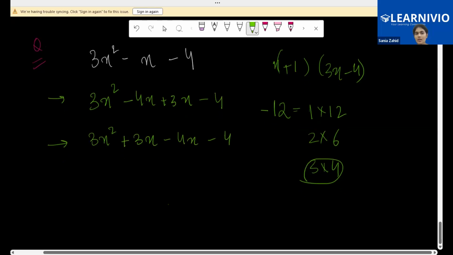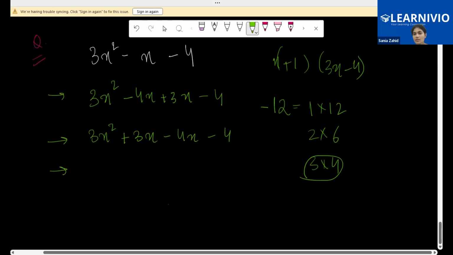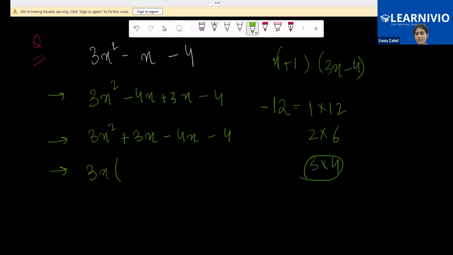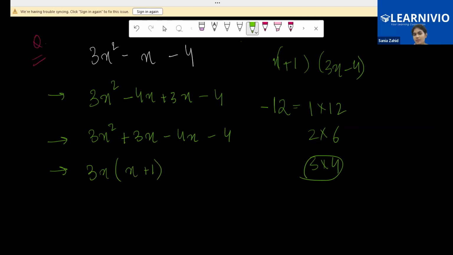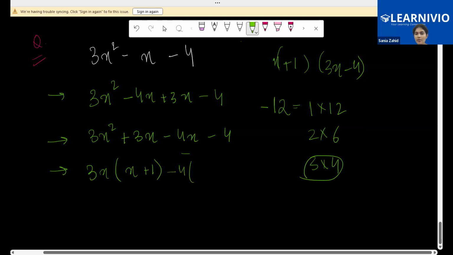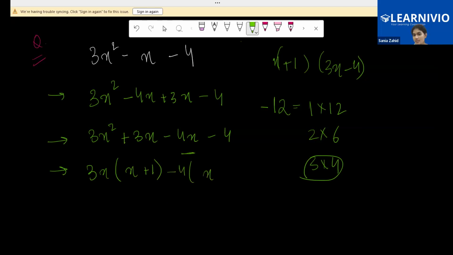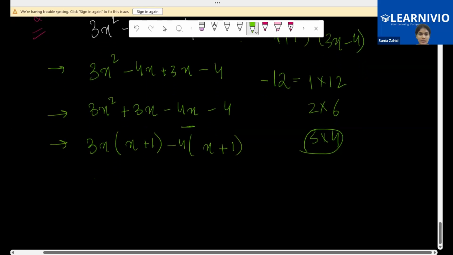Okay. So what do I get now? 3x I can take common, right? So I'm left with x only. And here I'm left with plus 1. Then here what will I take common? Minus 4 I'll take common. And then here I'm left with x. And plus 1, since I've already taken minus 4 as common, so I'll write plus 1 only. Right, children? Yes, ma'am.